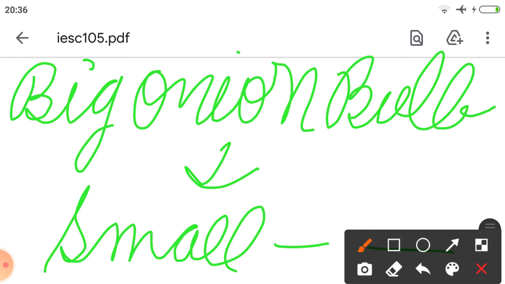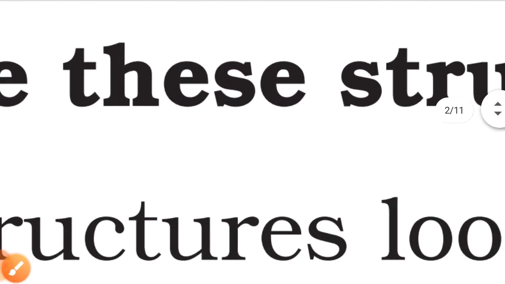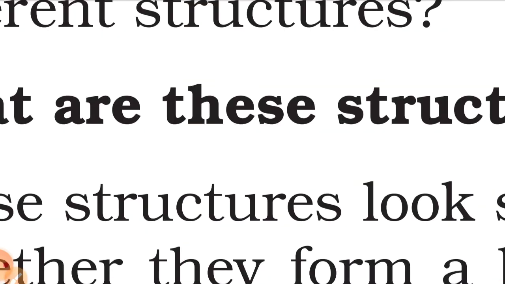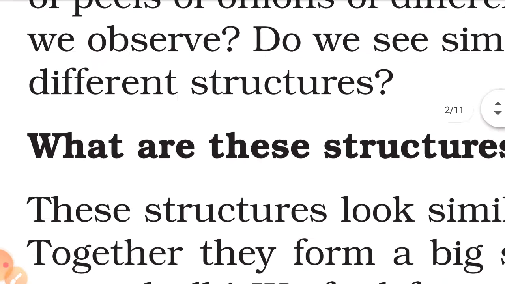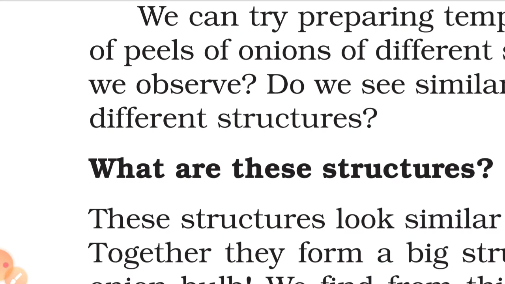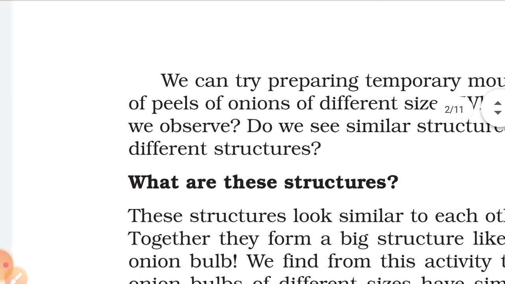Would they have the same type of cells? Like, does a big onion bulb have big cells and a small onion bulb have small cells? It is not possible. It does not depend on the size, that a big onion bulb has big cells and a small onion bulb has small cells. Big onion bulbs have many cells. Like if a small onion bulb has 10,000 cells, the big one may contain 20,000.